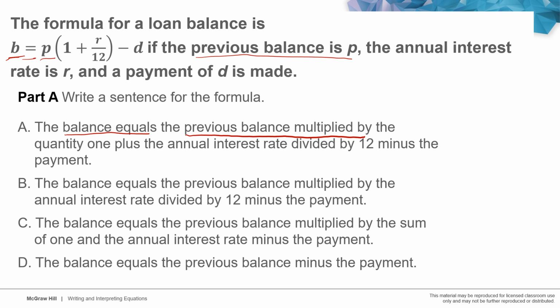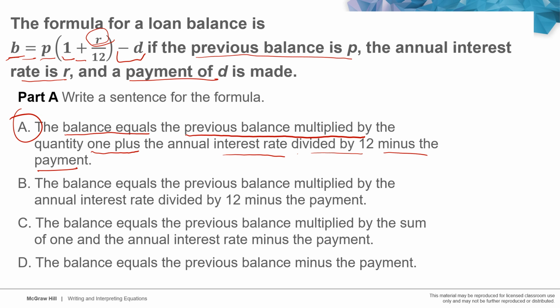It says the quantity of 1 plus, I have a 1, I have a plus. The annual interest rate they tell me was R, so I do have R, divided by 12. Is that R being divided by 12? Yes. And then minus the payment, and they say the payment is D. Do I have a minus D on the end? So minus the payment would be minus D. So it looks like A would be good. Let's check the other ones real quick and see if that's right.